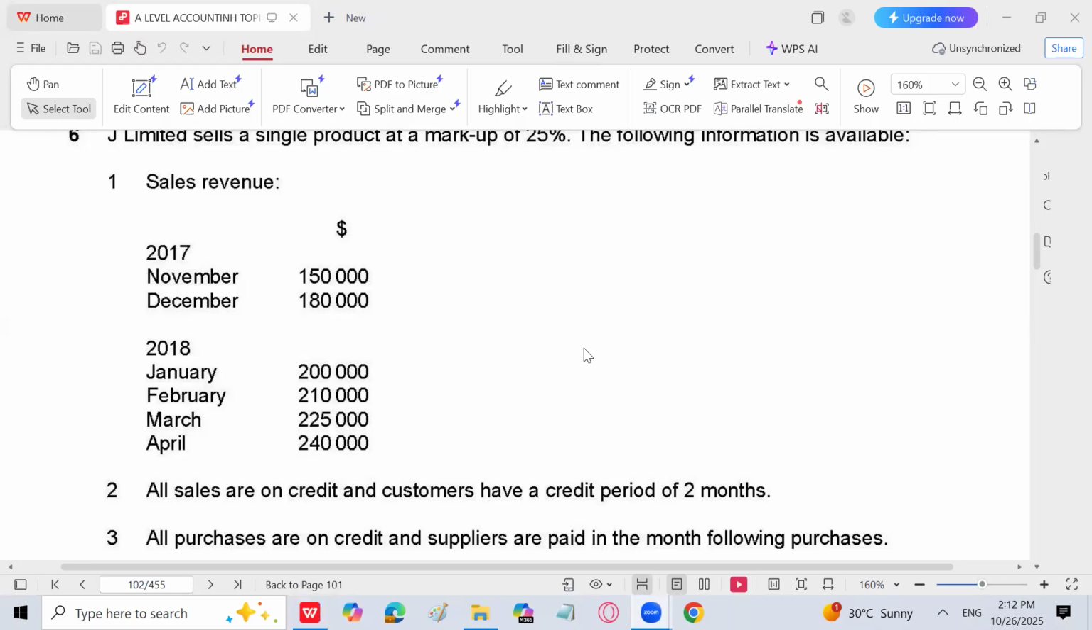Today we are going to solve a question from A2 Accounting, and the topic is basically cash budget. The topic is budgeting, and in budgeting we are familiar with the production budget, the purchase budget, the trade receivable budget, and the trade payable budget. So today we are going to solve a question from the cash budget. So let's talk about this.